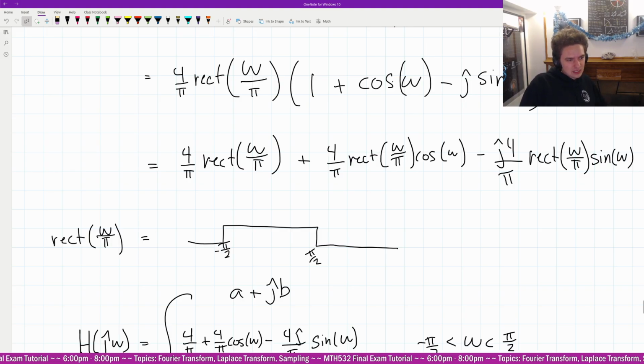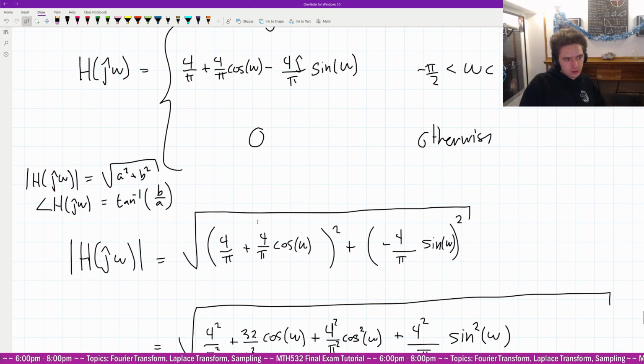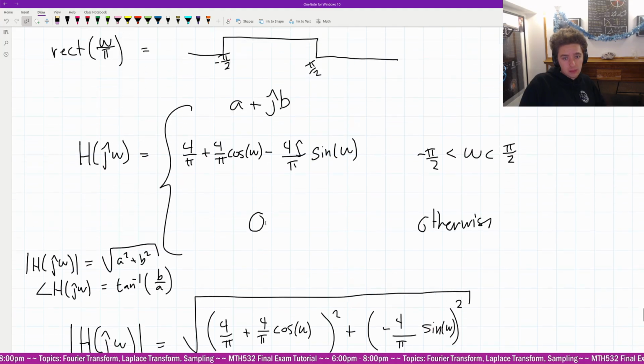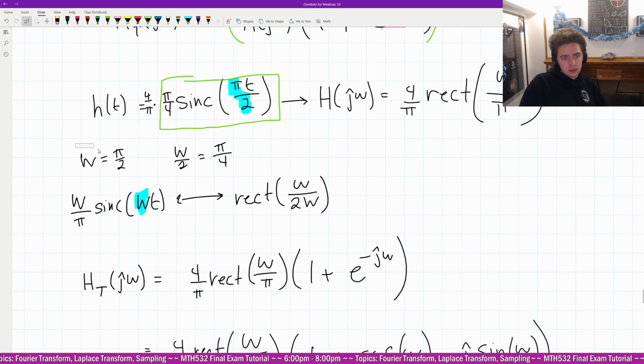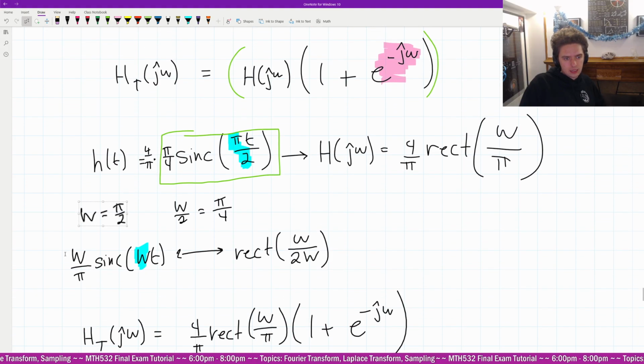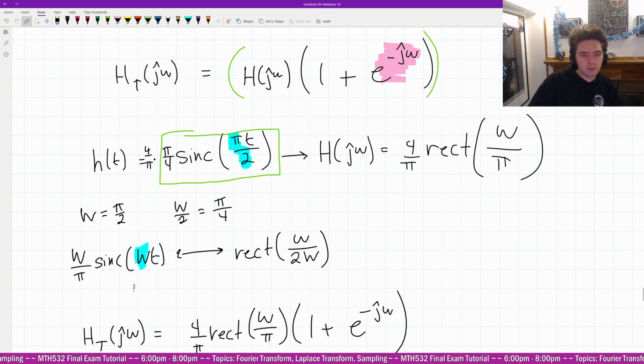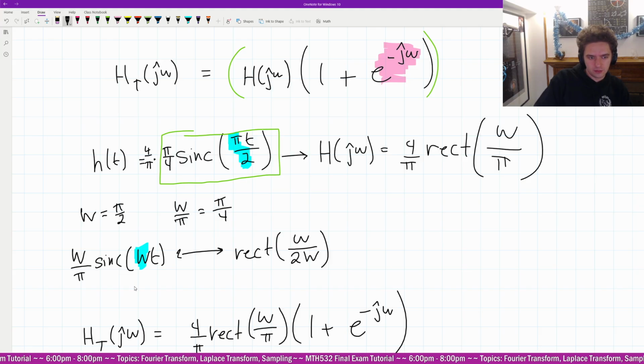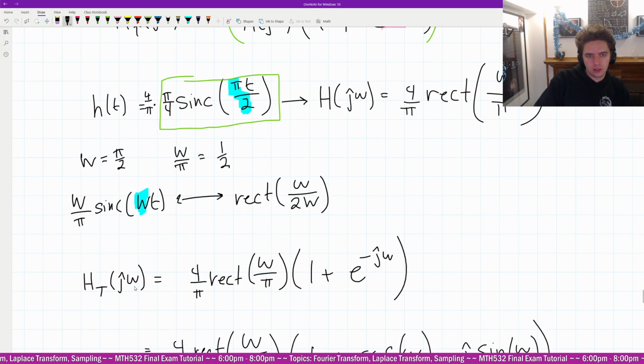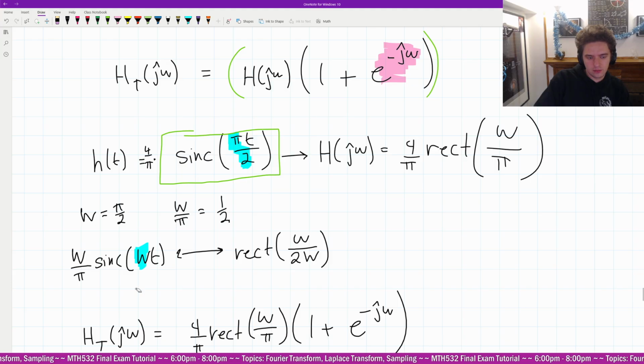Yeah. Let's see. W equals pi over 2. W over pi is a half. Maybe. Let's see. Yeah, and what do I want here? I want to have W over... Oh, it's supposed to be W over pi. Not W over 2, because I want W over pi here. This is going to be pi over 2, which is a half. So I want to have a half here. So I need to multiply by 2.